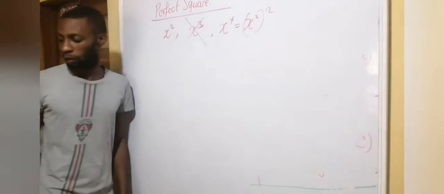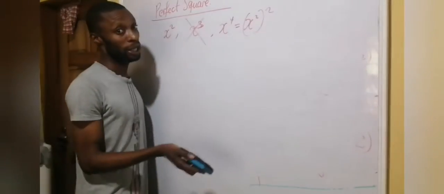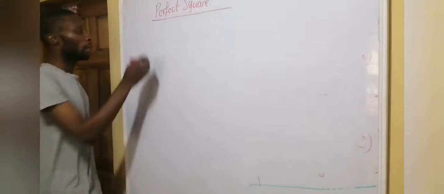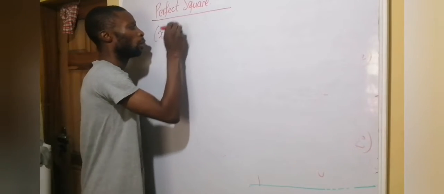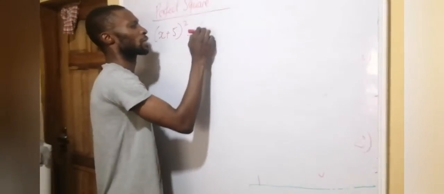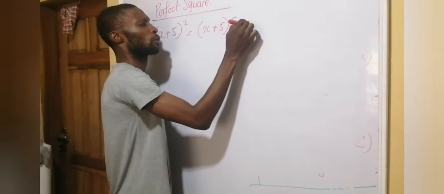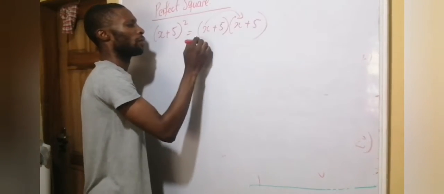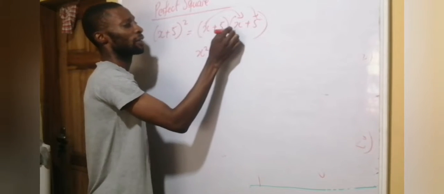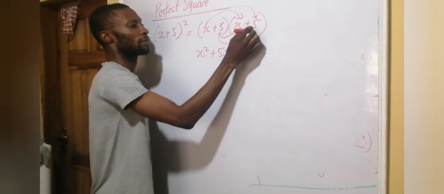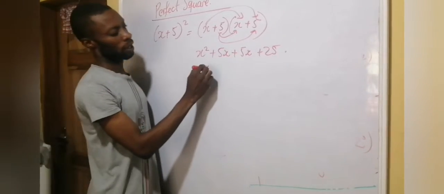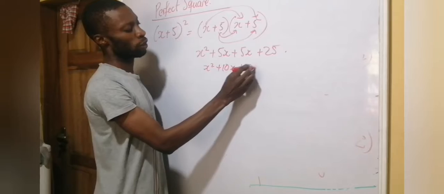So there are some algebraic and quadratic expressions that are perfect squares. For example, (x plus 5) all squared is also a typical example of a perfect square. It's written as (x plus 5)(x plus 5). So x times x you have x squared, x times 5 you have 5x, 5 times x you have 5x, and 5 times 5 you have 25. To round it up, x squared plus 10x plus 25.